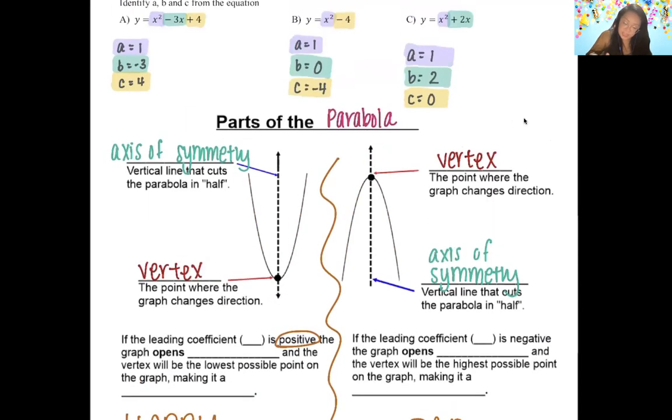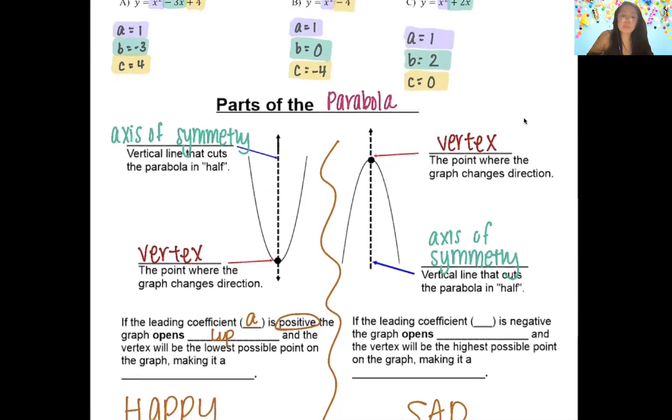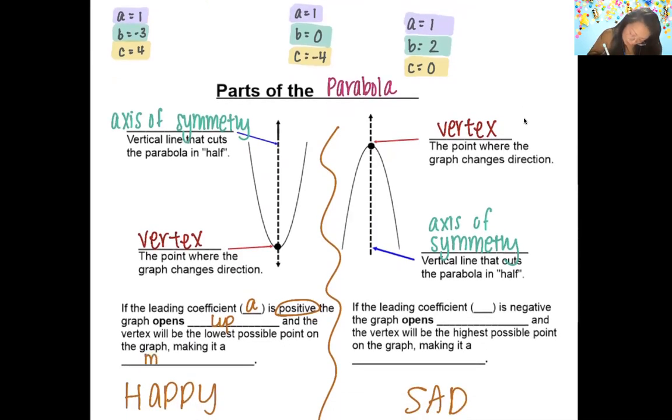So what we did above here, if the leading coefficient, which is our a value, is positive, then our parabola is going to open up like a smile. And the vertex will be the lowest point possible, making it a minimum. Okay, so the other way, if our leading coefficient, which is our a value, is negative, then imagine your parabola is very negative, it's sad, so your graph is going to open down, and that'll make this point, the vertex, a maximum.